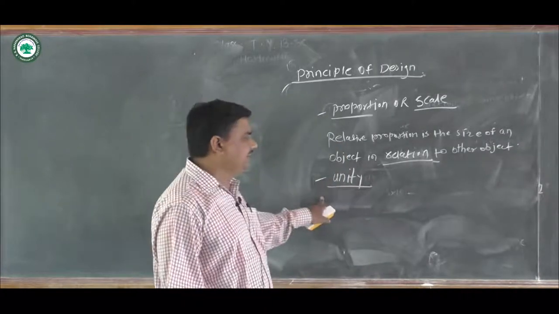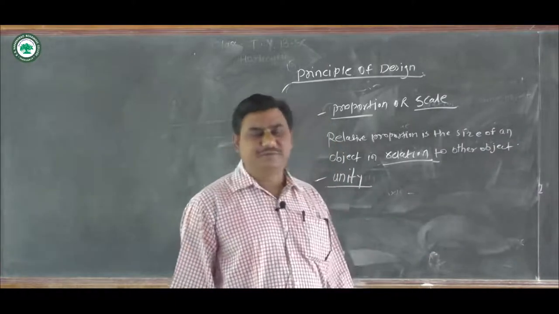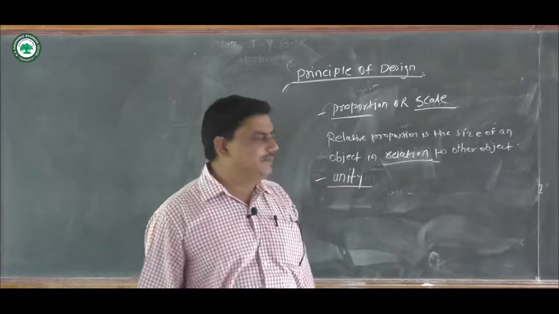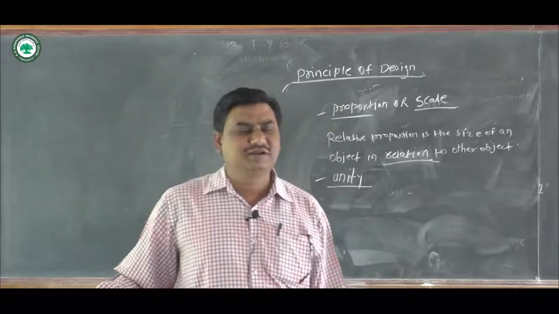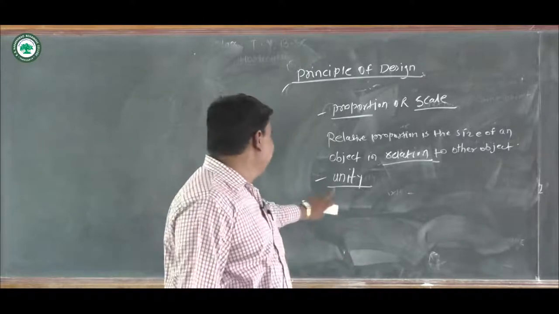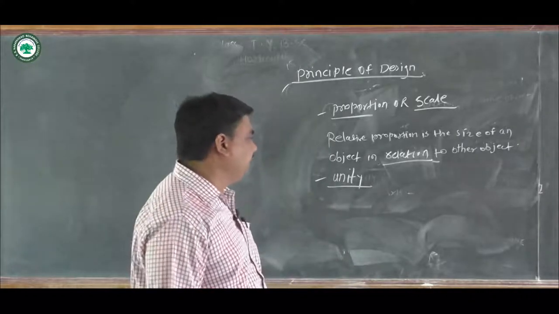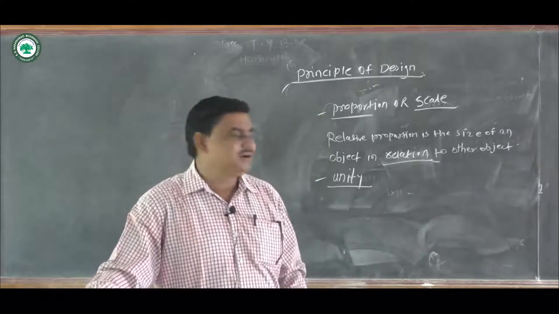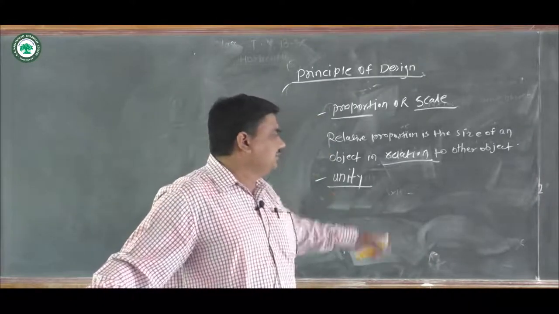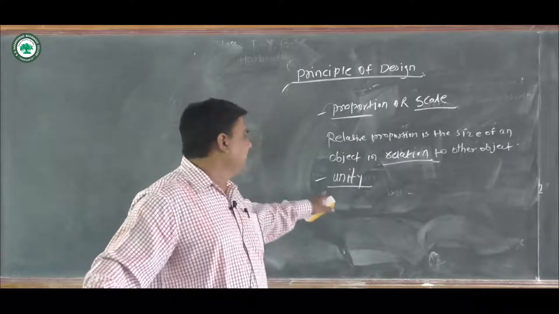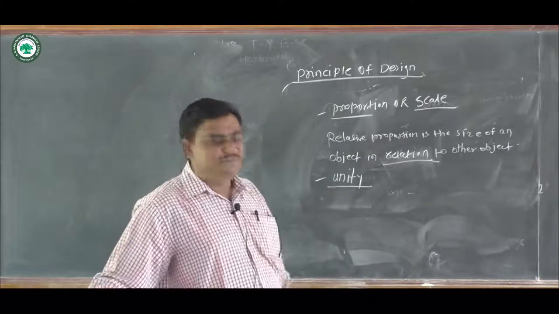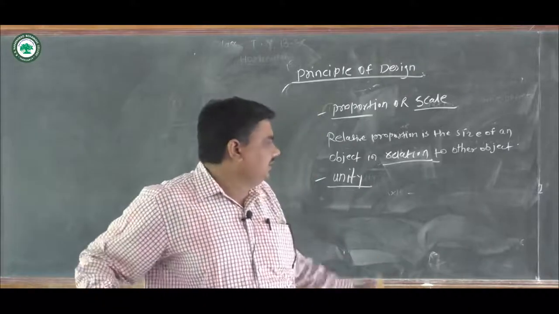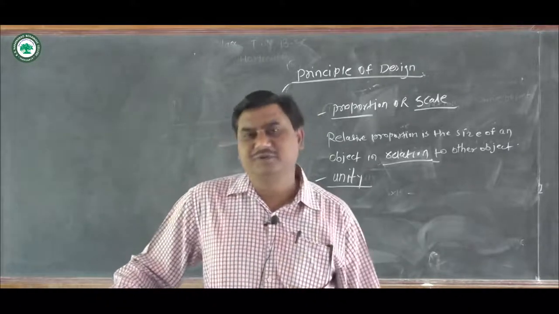Then there is the unity. This particular unity is achieved by linking elements and features to create a constant character in the composition. Okay, so unity is achieved by linking elements or features to create a constant character in the particular composition.